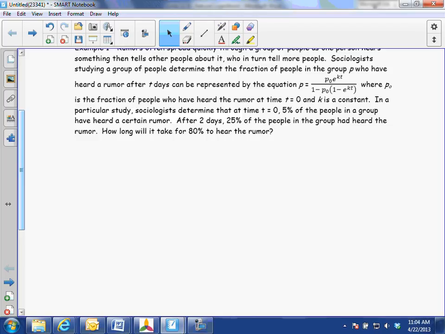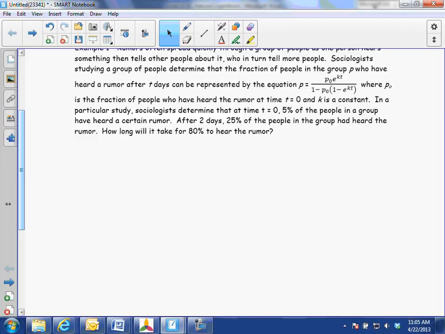In a particular study, sociologists determined that at time 0, 5% of the people in a group have heard a certain rumor. After 2 days, 25% of the people in the group had heard the rumor. And how long will it take for 80% to hear the rumor? Okay, so in this case, what we have to do first is figure out what K is, because they don't give it to us.